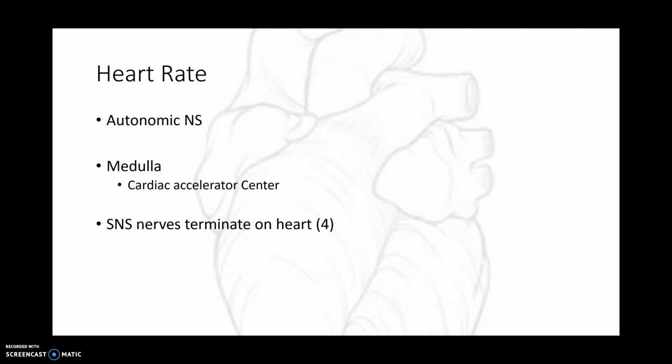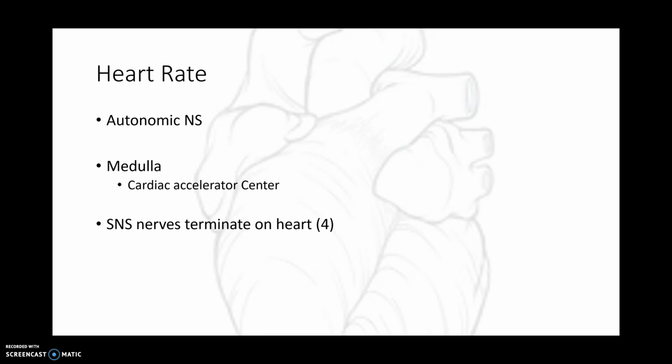Okay, so the most important factor that influences the number of cycles per minute is our autonomic nervous system. The point of origin is within the medulla, where we have something called the cardiac accelerator center. In this center is where our sympathetic nerves originate. Sympathetic nerves are going to terminate on 4 locations in our myocardium. 1, the SA node. 2, the AV node. 3, walls of our atria. And 4, walls of the ventricles.